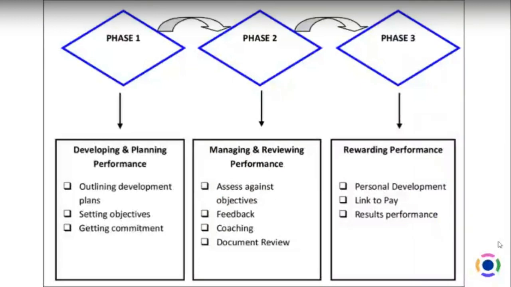In phase 2, under managing and reviewing performance, you assess against objectives. You are assessing the actual against the expected. Then in the process, you give feedback. That's why performance management is a dialogue. It's not the manager sitting somewhere and saying, I've assessed you. No. It's a dialogue where the manager engages the employee and gives feedback, and the employee is also allowed to give feedback.